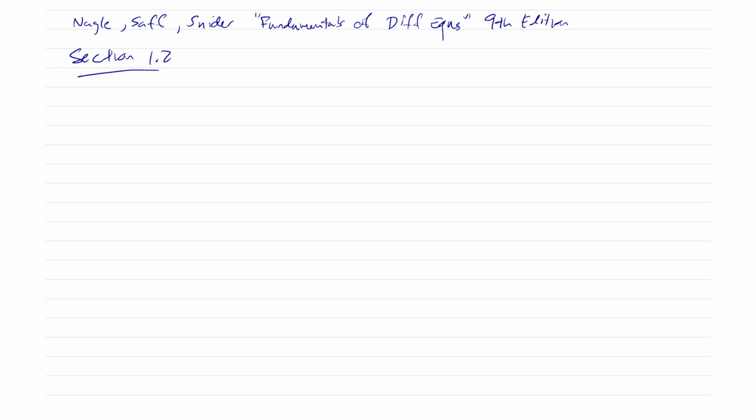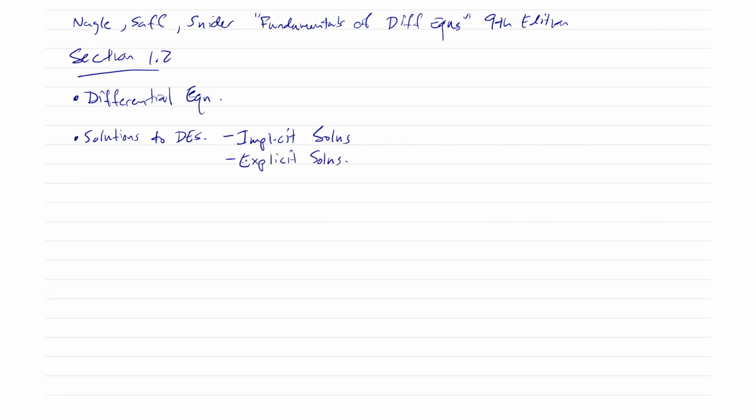So what are we going to be talking about today? First, we're going to be talking about what it means to be a differential equation. And then we're also going to talk about solutions to differential equations. This is going to include implicit solutions, which we're only going to be talking about on occasion, and then explicit solutions. Okay, so those are the solution types we're going to look at.